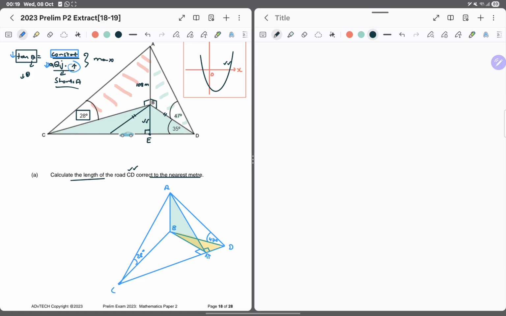I don't know if I'm making sense, folks. So we need the adjacent to be the smallest distance possible so that we can have the greatest value there. The greatest value will give us the greatest angle. And this is the angle that we're looking for right now.